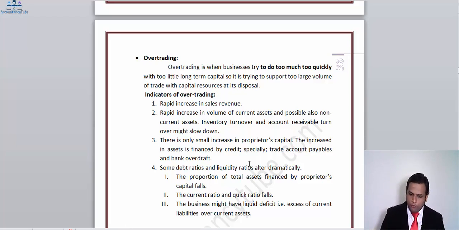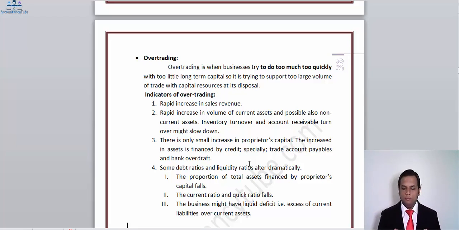There are indicators of overtrading: a rapid increase in sales revenue. As I just told you, there will be a rapid increase in sales revenue in the example as well. Then we have a rapid increase in the volume of current assets and possibly non-current assets. To sustain that demand, the business shows a massive investment in its current assets and also in non-current assets.